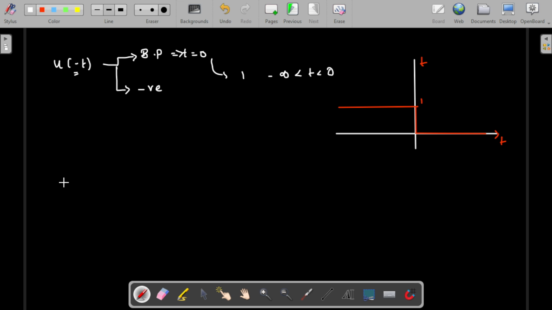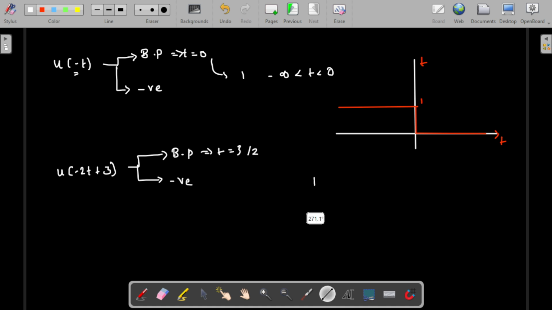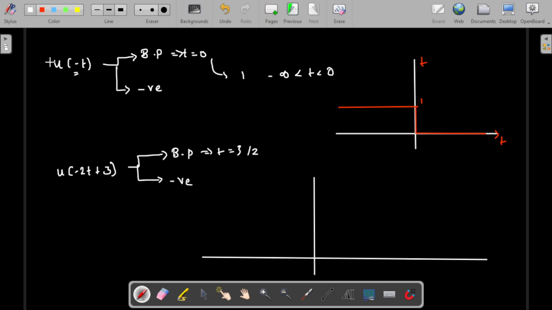Let's take the negative case for the same: u of minus 2t plus 3. If we find out the breakpoint, it will be t is equal to 3 by 2, positive, and the sign of t is negative. So the graph will be shifting in exactly the reverse way that we saw previously. It will be like this. Once it has achieved the positive 3 by 2, it will be shifting to 1. It will come in the positive direction, shift like this way and go in this direction. I hope you are able to understand.